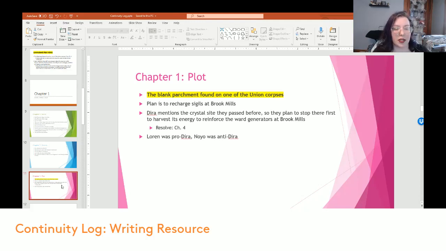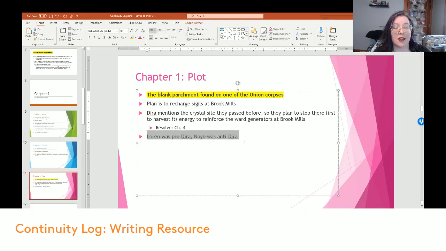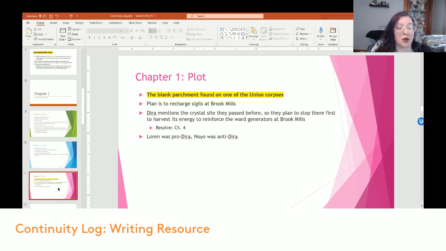Things like character relations. So you have Lauren likes Dira, Noyo doesn't. Just simple things like that, so that I don't suddenly have something shift. I wouldn't want Lauren to suddenly be against Dira in chapter 2, and Noyo is pro Dira, unless I had that planned out in advance. I want to make sure that whatever I introduced here stays consistent unless it is part of the plan. So knowing what happened when will also be really useful for how much time has passed since then, how many chapters.